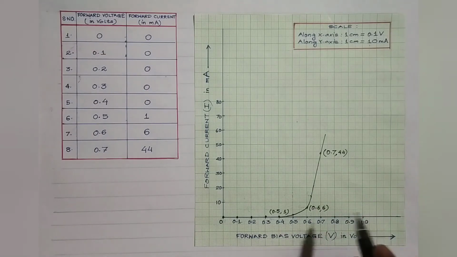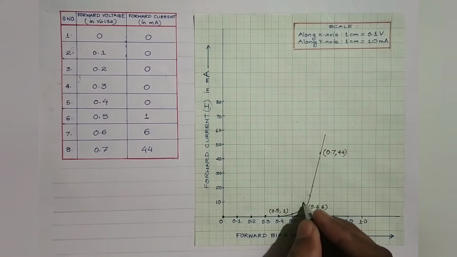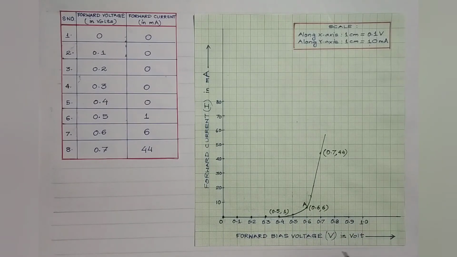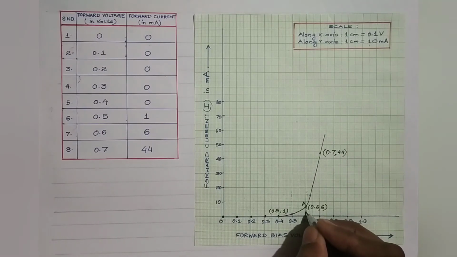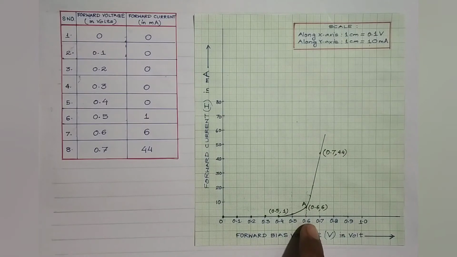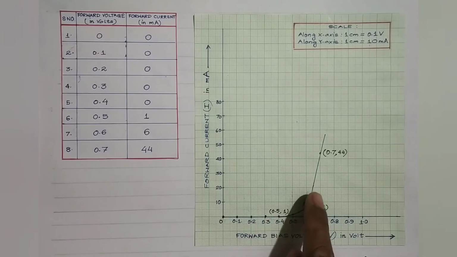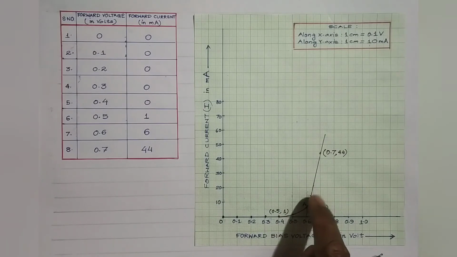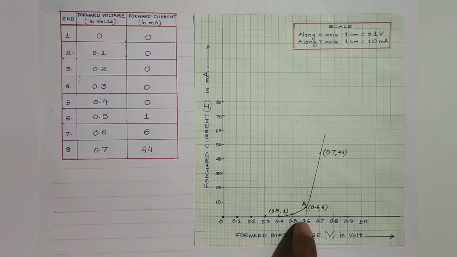So basically, students, suppose this is point A. This point A in the forward characteristic, corresponding to the potential barrier, appears like a knee, and the forward voltage corresponding to the knee point A is known as the knee voltage. So here the knee voltage is 0.6 volt. Again I repeat, students, this point A appears like a knee. It's a bend, isn't it? And the forward voltage, which is 0.6 volt in this case, corresponding to the knee point A, is known as the knee voltage.